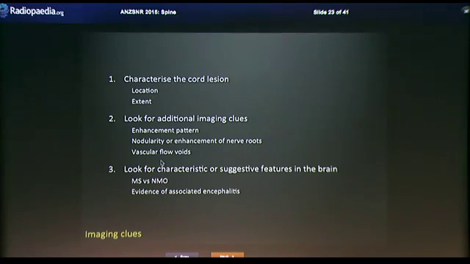The most obvious one is the vascular flow voids, which might point towards a dural AVF. But also if you've got leptomeningeal enhancement and nerve root enhancement, that can point you towards specific types of conditions like infections, sarcoid, lymphoma. And the next step is to have a look at the brain to see whether there are any disease-specific features, for example, demyelination or of particular types of infection.